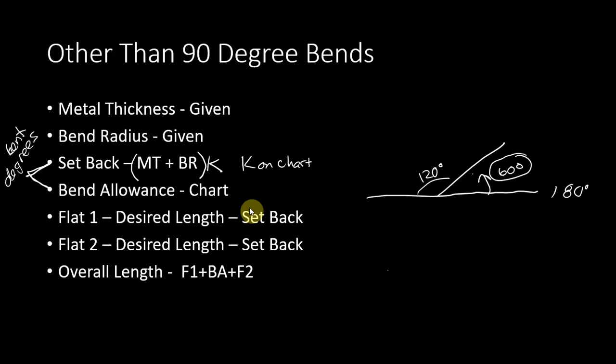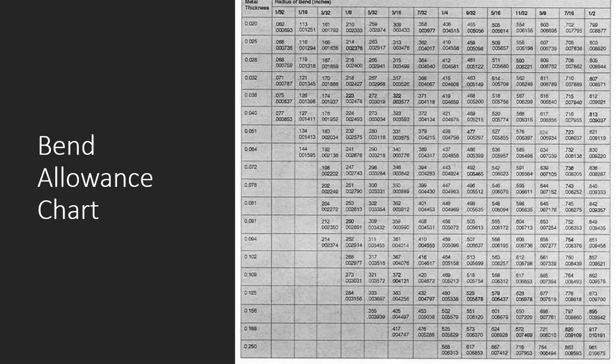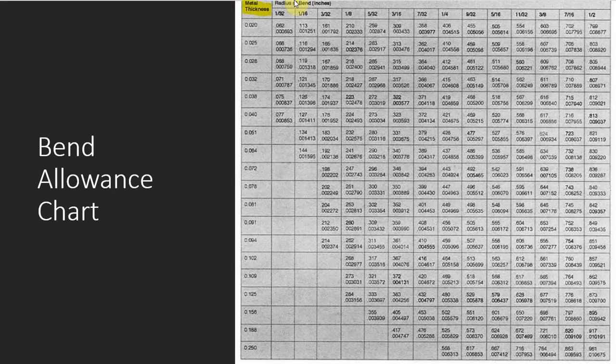Alright, so in the last video we left off talking about other than 90-degree bends. But I keep talking about these charts, so I'm going to show you these charts. We have the bend allowance chart. For this, you have metal thickness and bend radius. So it depends what radius we have going across the top here, and what our thickness is going down this way, and where we're going to be on this chart.